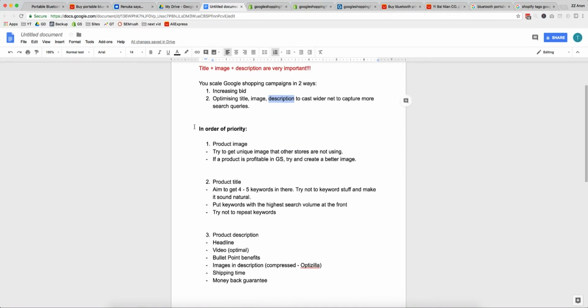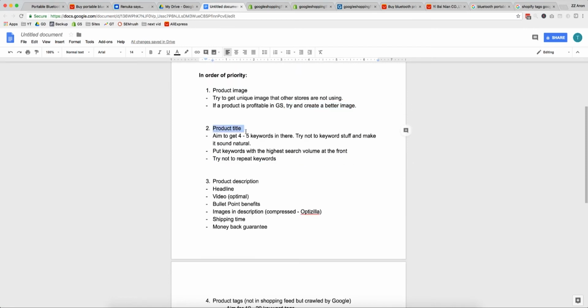In order of priority, I reckon the most important thing is to have a strong product image. When I say a strong product image, it shouldn't be blurry. Ideally, you want to try and get a unique image that other stores aren't using. So when you look up your product in Google, try and find an image that isn't being used that much or isn't being used at all. It's better. And sometimes, if your product is profitable when you're running Google Shopping, it's good to switch out the image to a better image, and then compare the click-through rate for the new image to the old image, right? Because a higher click-through rate will mean more traffic.